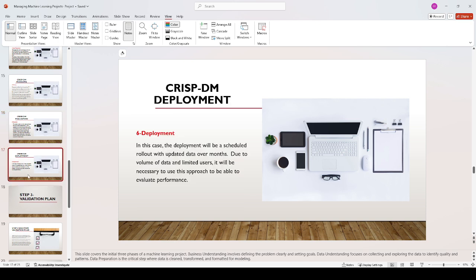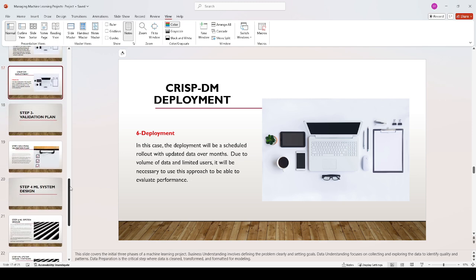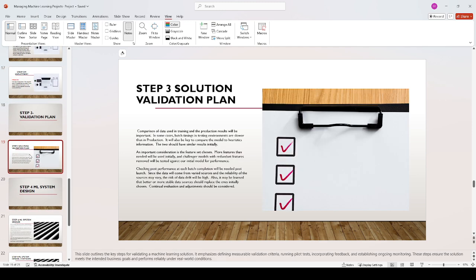The deployment in this case would be a scheduled rollout of data that would take over months. We'll need to evaluate performance as we go, as this would be a new model, and a lot of iterations would need to take place.